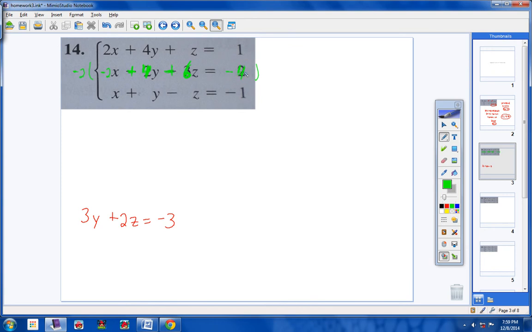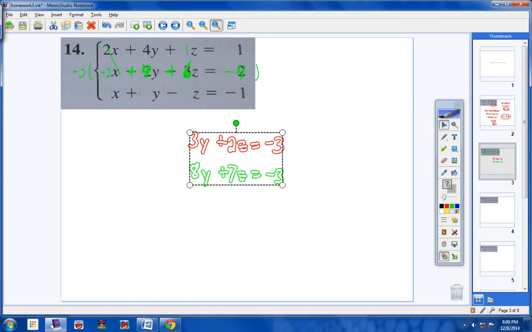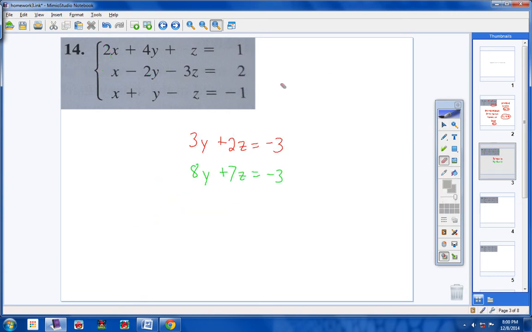Now I'm going to add these two equations together. These cancel. 4 plus 4 is 8y. 1 plus 6 is 7z. And 1 minus 4 is negative 3. So there we go. Now I have these two equations here. I'm going to put them right on top of each other. And now I can solve for y or for z. Well, let's see, it's probably easier to get rid of my z's, it looks like.